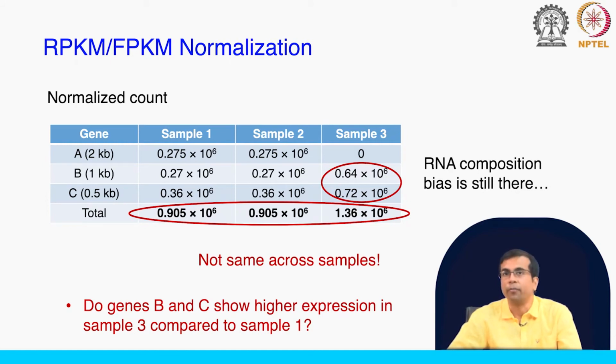Also, you cannot compare across samples because the RNA composition bias is still there. We have not done anything about that yet. If you see, these normalized counts are higher in sample 3 for gene B and gene C compared to sample 1 and sample 2, and you might erroneously say gene B and gene C are highly expressed in sample 3, but that is probably not the case, because gene A has changed its expression. So what are the solutions then? We cannot answer this question correctly yet. We can answer, of course, but that will be an erroneous answer.